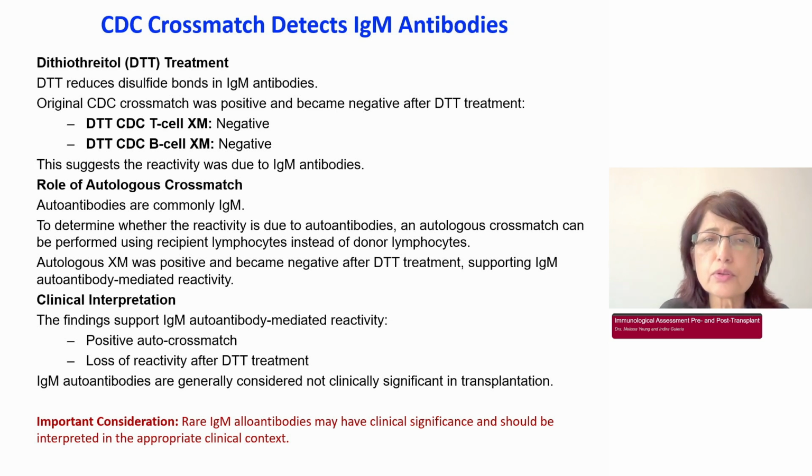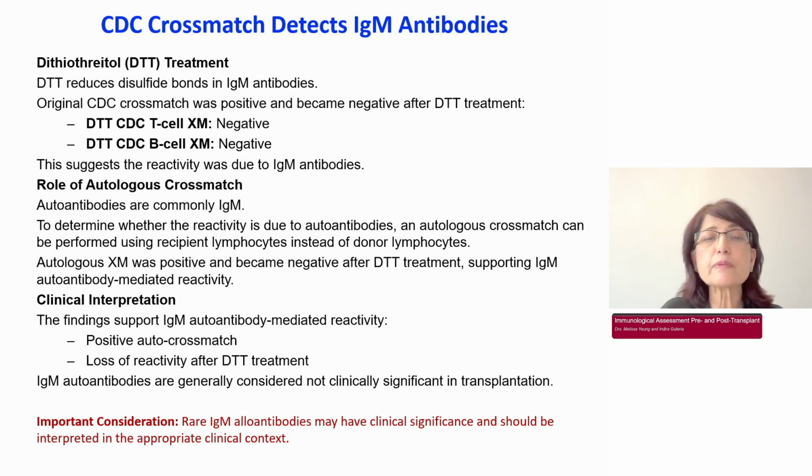So we have a tool referred to as the DTT agent, and DTT reduces the disulfide bonds in IgM antibodies. So in this previous allo cross-match assay, the DTT made the cross-match negative, T as well as B, suggesting that reactivity was due to IgM antibodies.